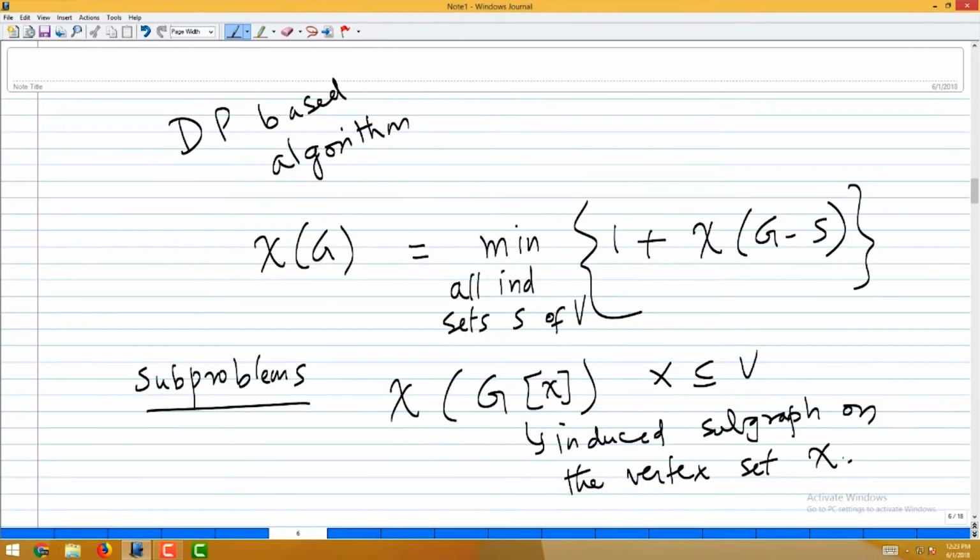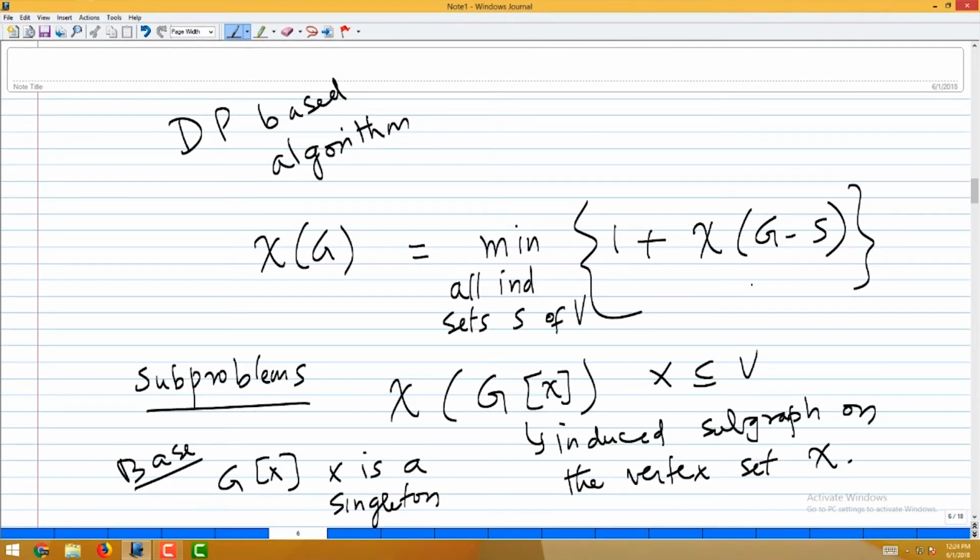It starts from the base, which would be g of x, where x is a singleton. Once you get to 2 vertices, you look at independent sets of those 2 vertices, color them 1, and whatever is the remaining, if it will be a 1 element set or an empty set which you already computed, take it from the table.